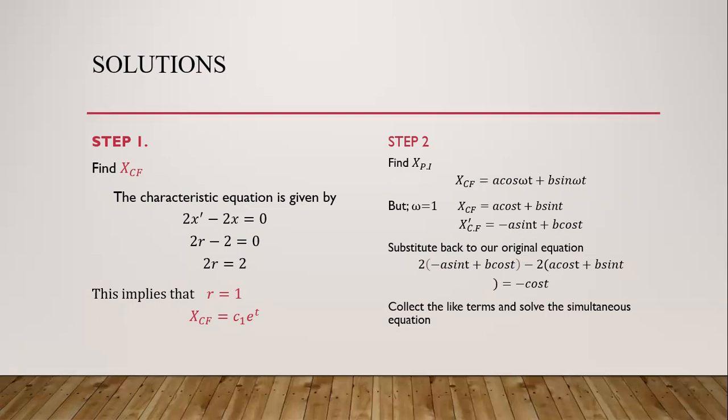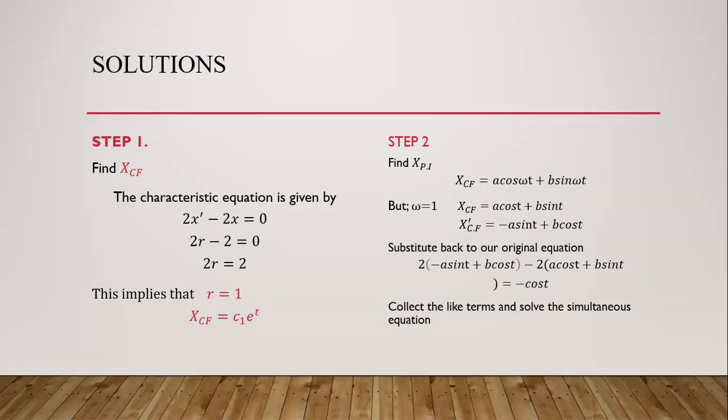We could have had another function up here, but now our r is 1. That's why we have exponential t. But if our r could have been 2, then we would have our complementary function as c1 times e^(2t). So we move ahead to the second step, that is finding the particular solution.